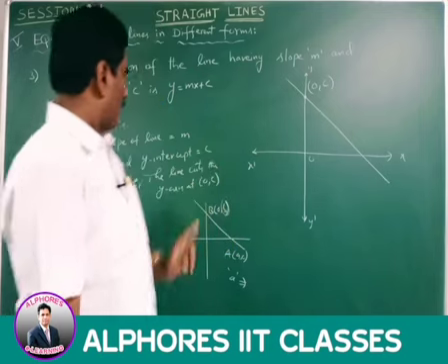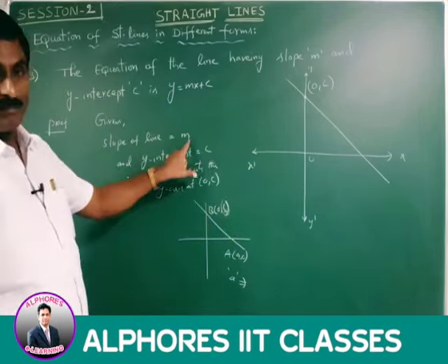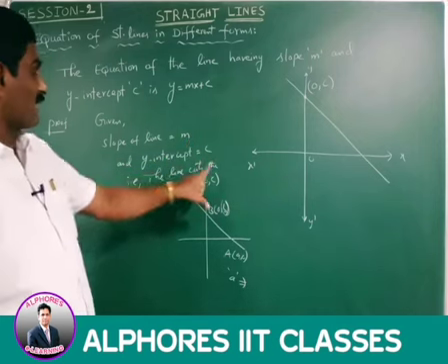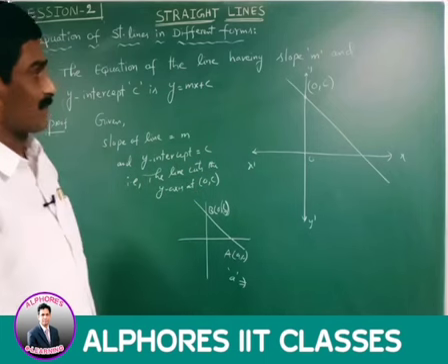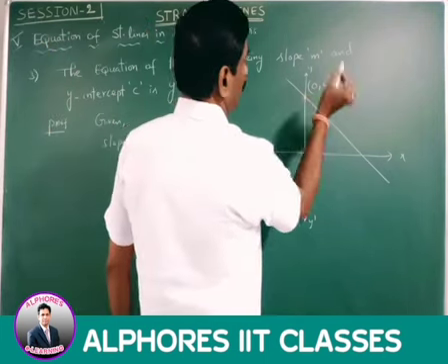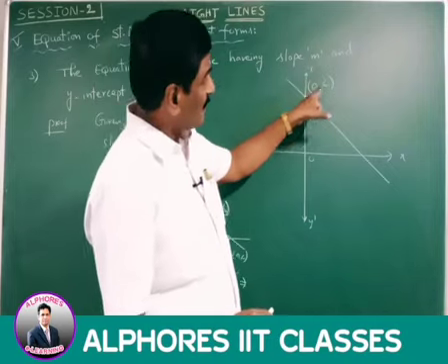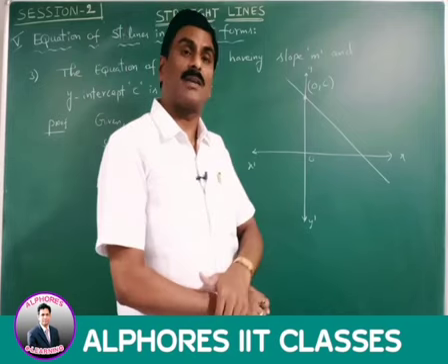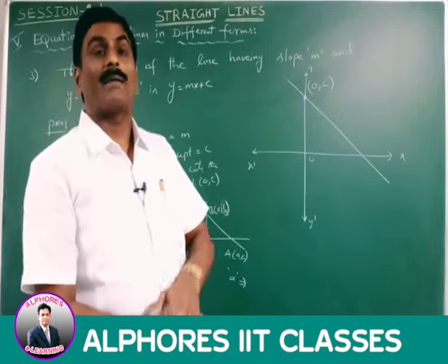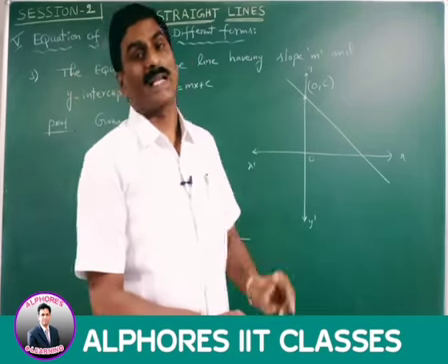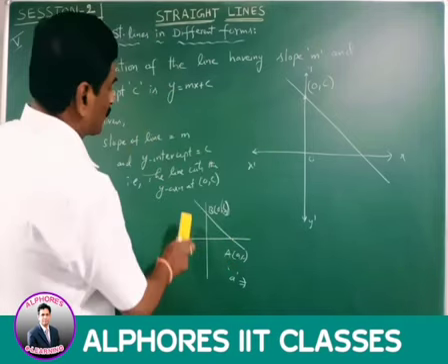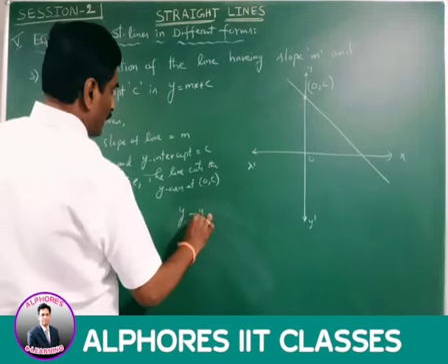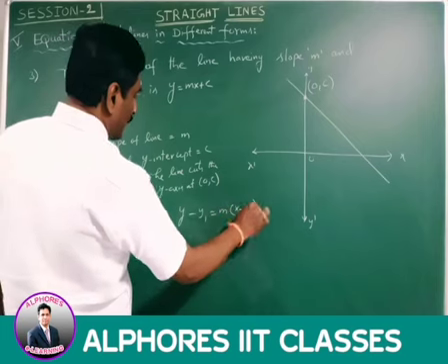First, given slope of the line is equal to m and y-intercept of the line is equal to c. That is, the line cuts the y-axis at 0 comma c, which means the line passes through the point 0 comma c. If the slope and point are given, what is the equation of the line? Y minus y1 is equal to m into x minus x1. It is the equation of the line.